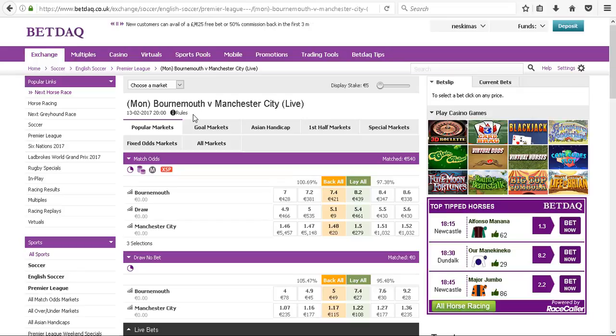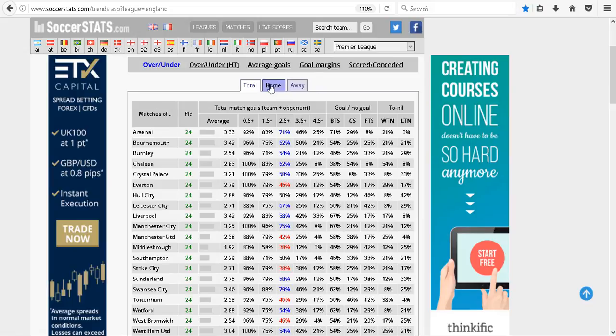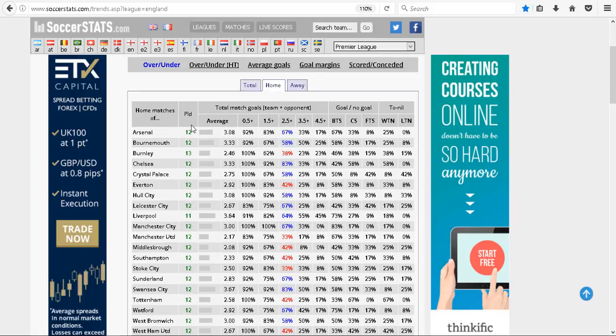So Bournemouth are playing Man City on Monday. So I can just go to soccer stats and see what the data tells us. So I'm looking at overs and unders for goals.